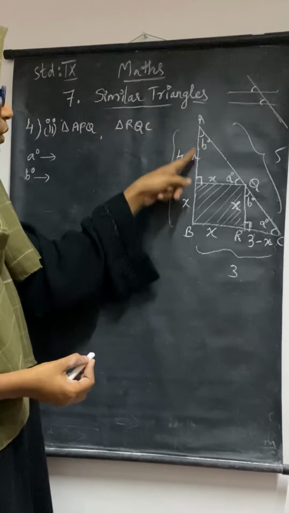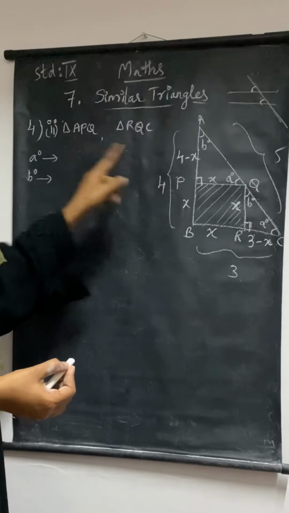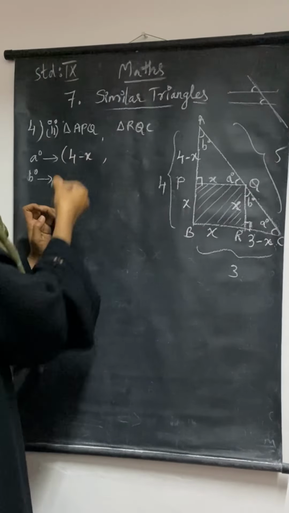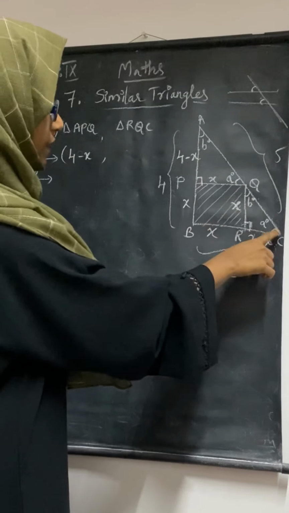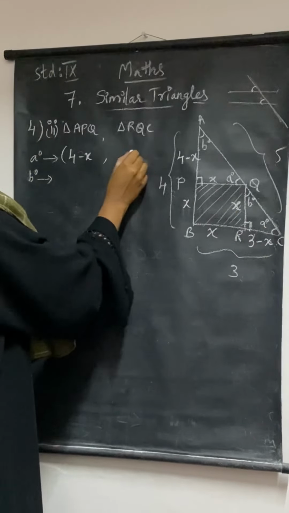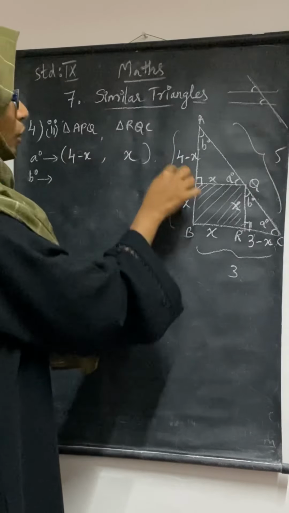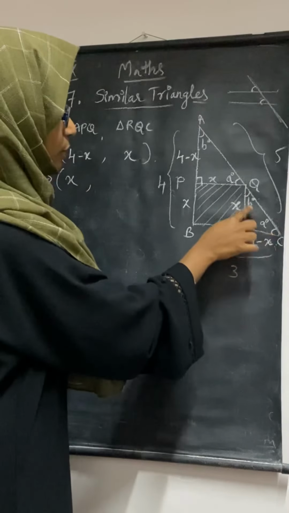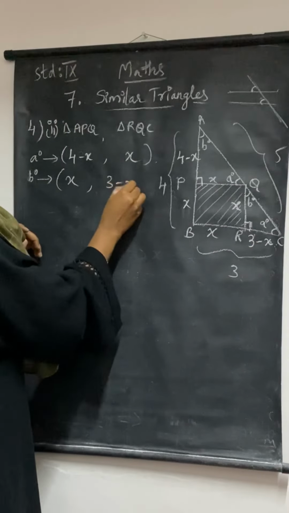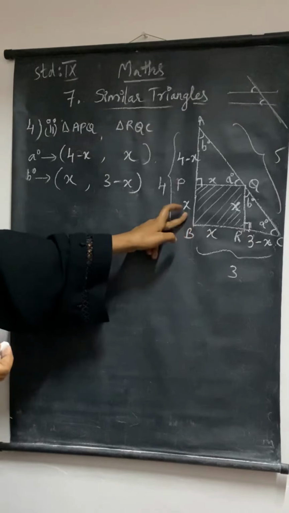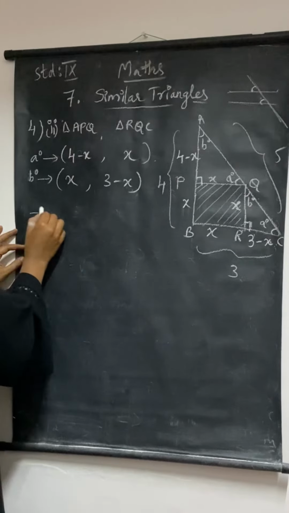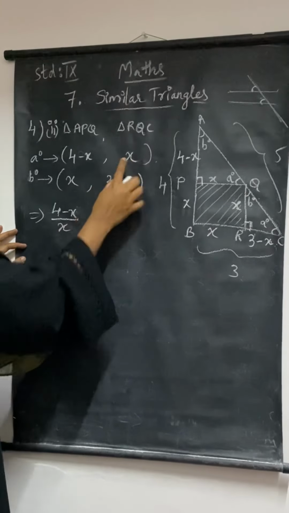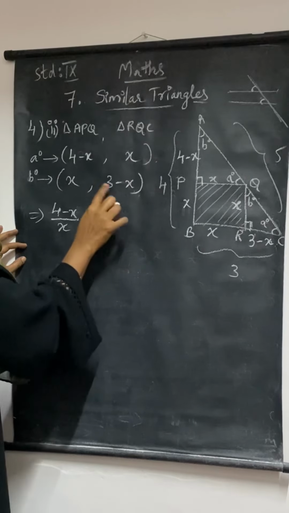Now the triangle APQ, in that opposite of A degree, what you have? 4 minus x. Next RQC, in that opposite of A degree, what you have? X. Now same APQ, opposite of B degree, x you have. RQC, opposite of B degree, 3 minus x you have. Now you have to find out the x value. X value means one side of the square. Now this becomes 4 minus x divided by x is equal to x divided by 3 minus x.